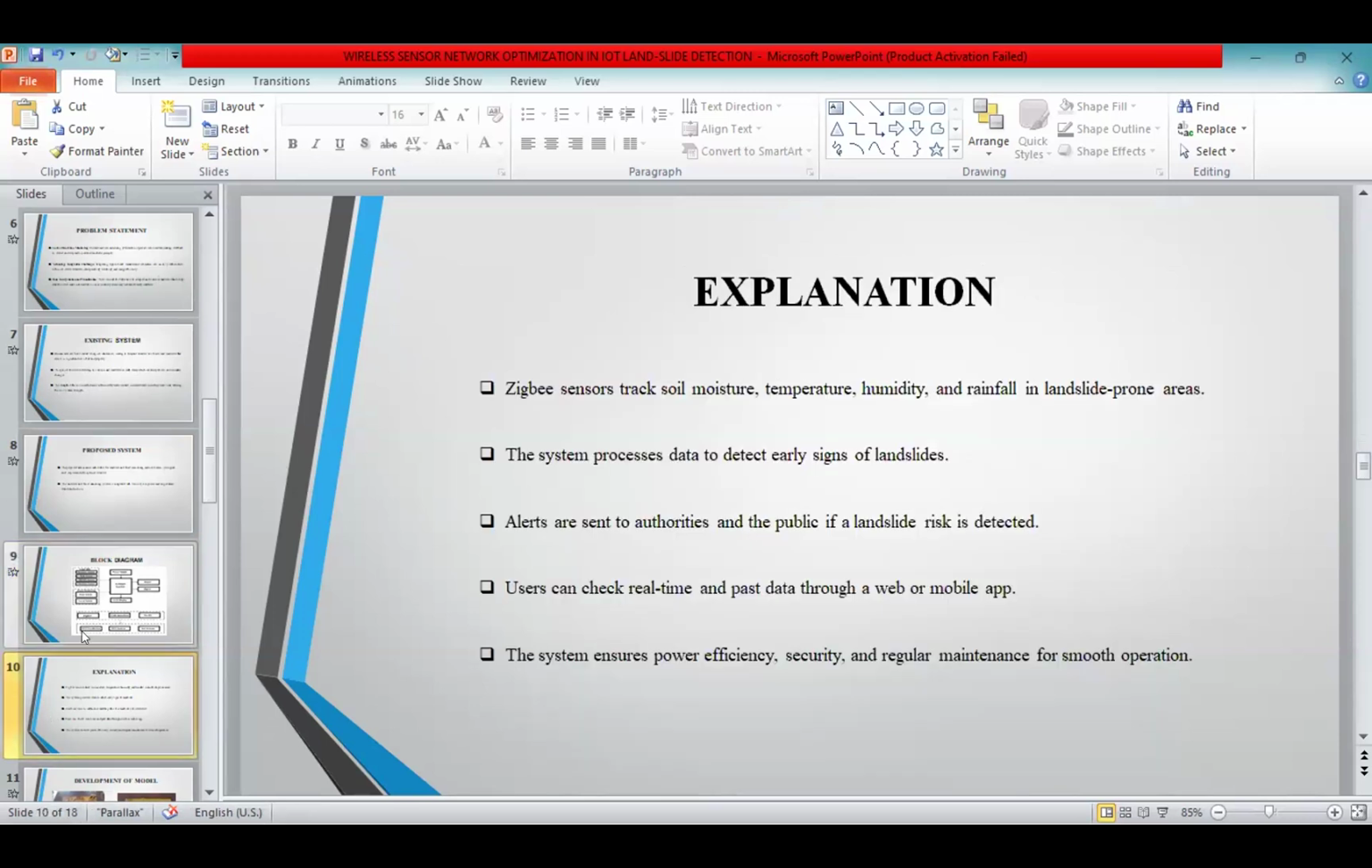This is an example of the same. The Zigbee sensor tracks soil moisture, temperature, humidity, and rainfall in landslide-prone areas. This system processes data to detect early signs of landslides. Alerts are sent to authorities and the public when risk is detected. Users can check real-time and past data through a web or mobile app. The system enhances power efficiency, security, and regular maintenance for smooth operations.